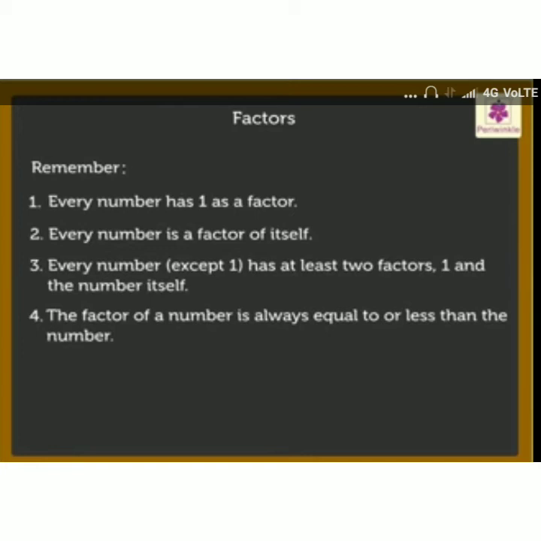The factor of a number is always equal to or less than the number. So 4 points we should remember. 1 is a factor of every number. Every number is a factor of itself. Every number has at least 2 factors. And a factor of a number is always equal to or less than the number. These 4 points we have to remember.